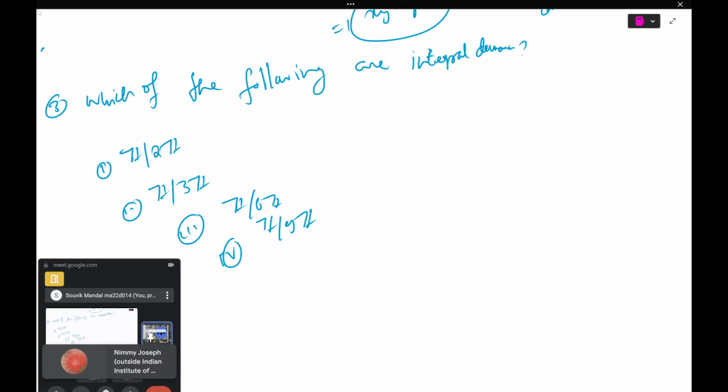So basically, in order to find whether something is an integral domain or not, we need to check whether ab equal to 0 implies a equal to 0 or b equal to 0. If this happens, it's an integral domain, otherwise it's not. That's what you need to check. So kindly check which of the following is an integral domain. That's all.